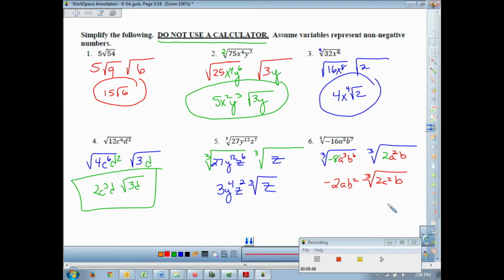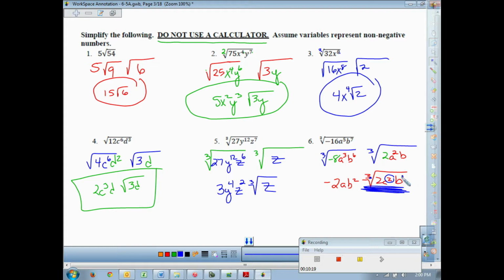Now let's talk a little bit about how you know you simplified your variables completely. Like when it comes to the numbers, that's one thing. The variables, though, on the non-perfect side, I want to say that one more time. On the non-perfect side, every one of these little exponents in here has to be less than that root right there. Is 2 less than 3? Is 1 less than 3? That's how you know you simplified it completely.